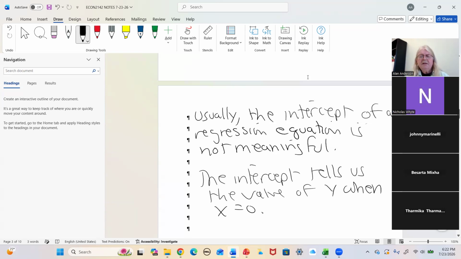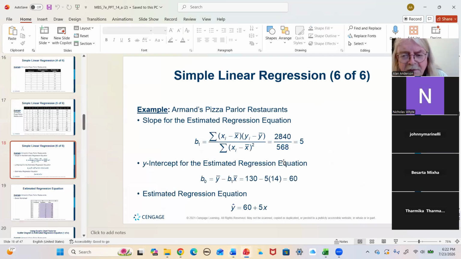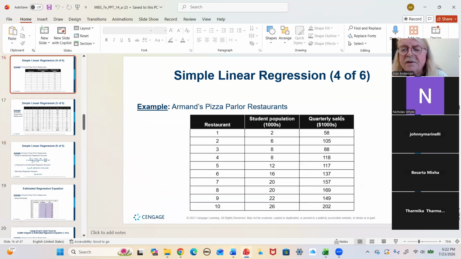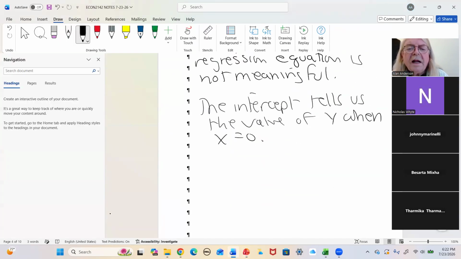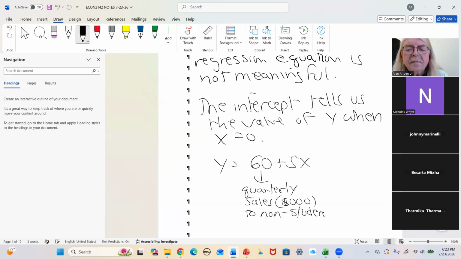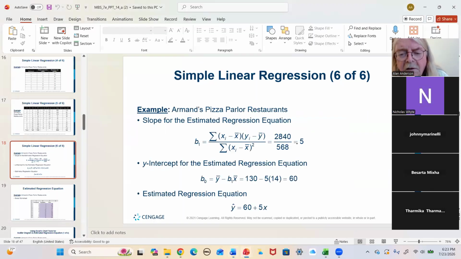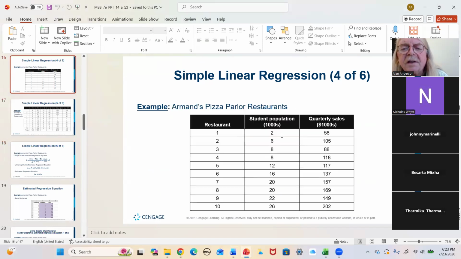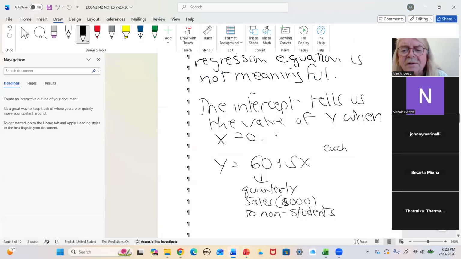If you look at all their sales, 60, I think it's thousand quarterly sales. This is in thousands. So this would suggest that x equals zero means no students, and therefore this would represent quarterly sales, again in thousands, to non-students. And then this is the students, of course. You should check the units whenever you do something like this. Yes, the student numbers are in thousands. They're not single digits. So student population is in thousands.